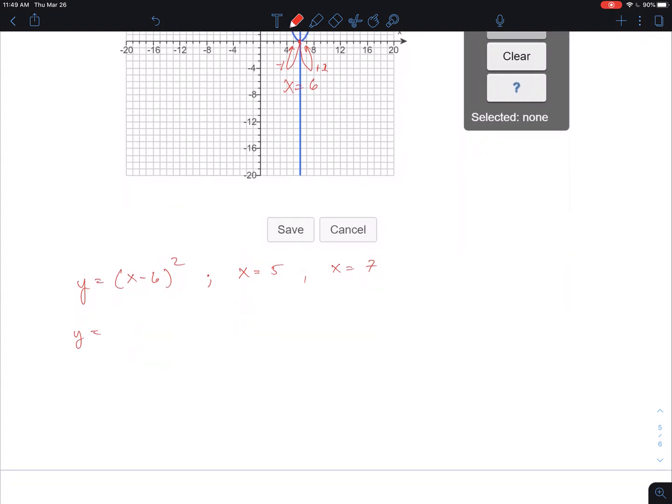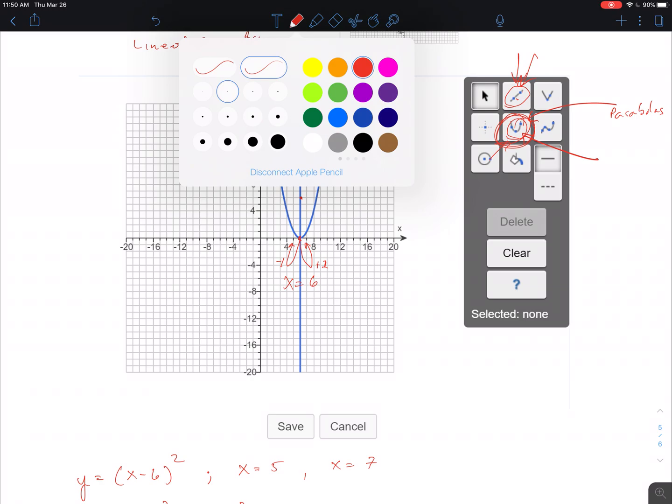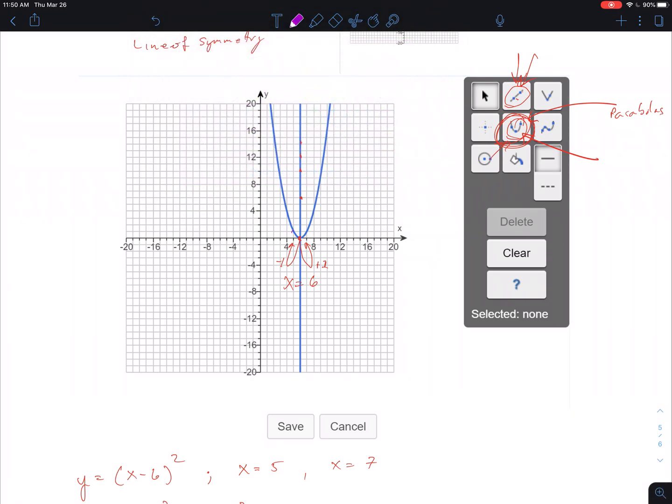So if we do this out, we get 5 minus 6 squared, or negative 1 squared, or 1. And then if we do the secondary one, it's 7 minus 6 squared equals 1 squared, or 1. And guess what? They should be the same darn thing. So then what I did was I went and used this parabola key. It's the 3-button function, and I'll use a different color now. I'll use the purple. And then I made the point. 1, comma 1. Right? Well, not 1, comma 1, sorry. This would be what? 5, comma 1.